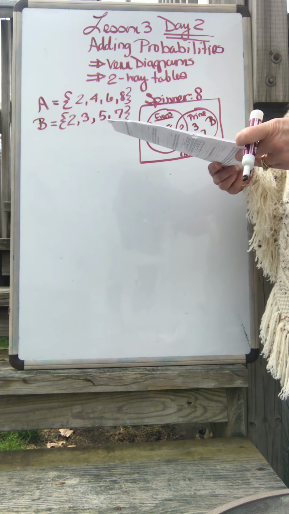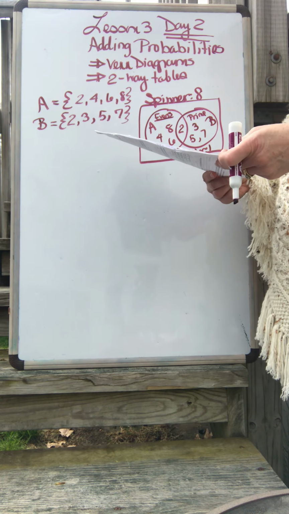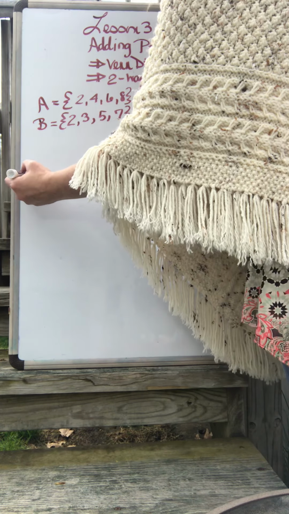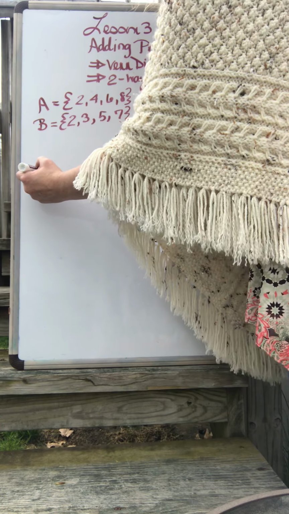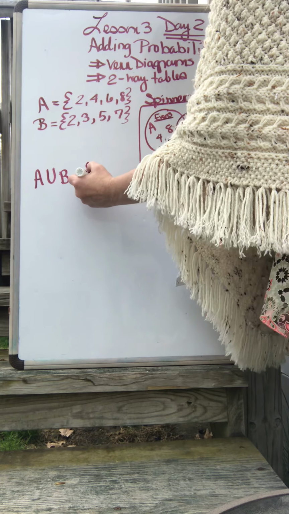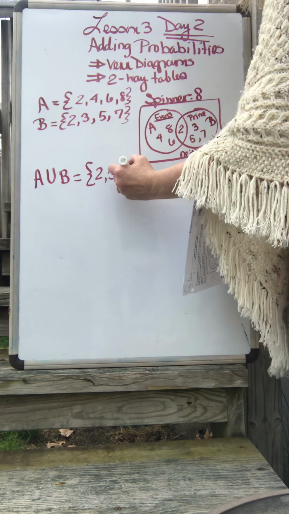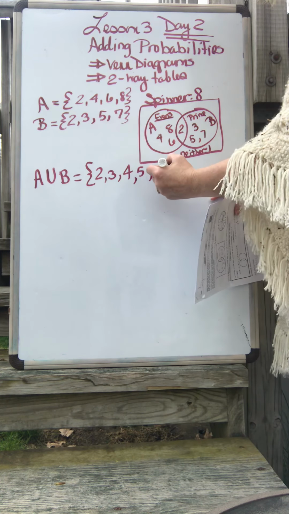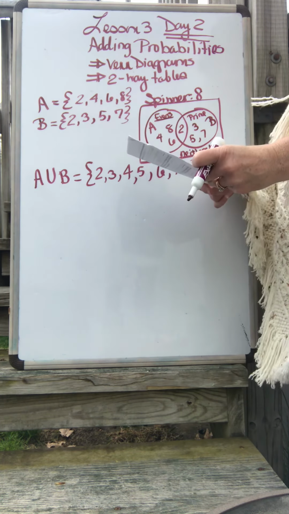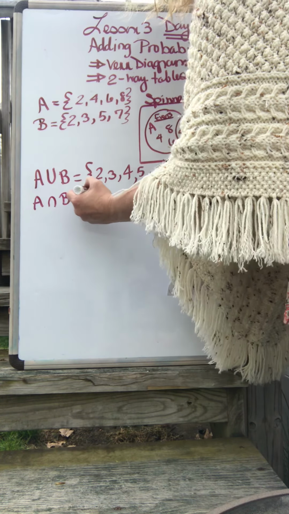So if I then follow the formulas for this, they say write out the following sets. I want set A or B. So now I want to write out the set of A or B. Well, if I am in set A or B, I am 2, I'm 3, I'm 4, I'm 5, I'm 6, and I'm 7. Lastly, 8. And if I'm A and B, I'm just 2.